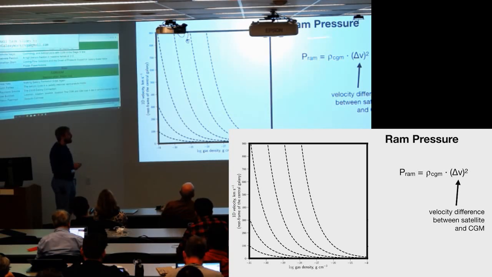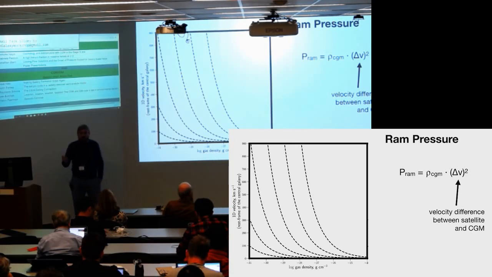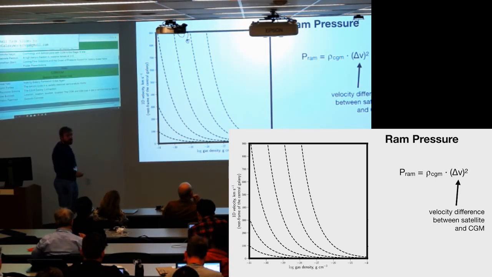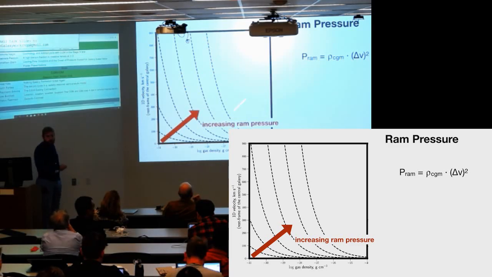Just so we all remember, the ram pressure goes as the density of the fluid you're moving through, so the CGM in this case, times the relative velocity of the CGM and, let's say, a satellite moving through that halo, squared, right? And so here is a plot of the 1D velocity of the fluid, the forward-facing velocity, versus the gas density. These are lines of constant ram pressure where we're increasing ram pressure going this way, right?